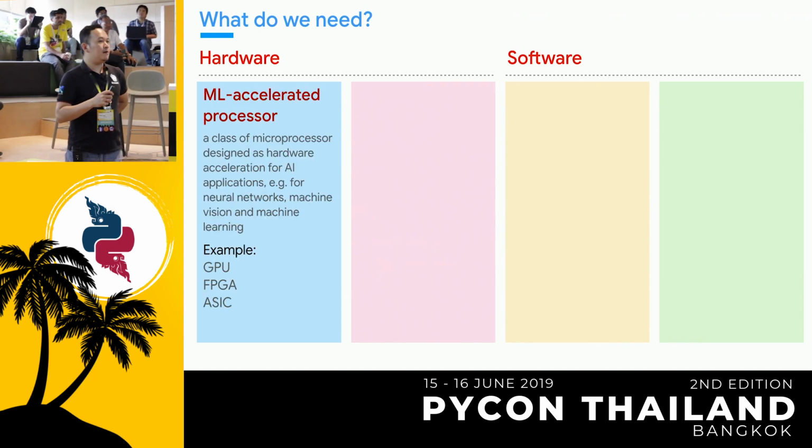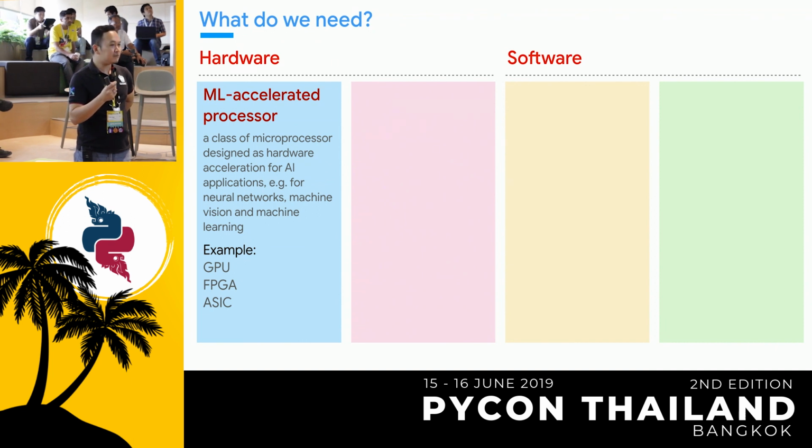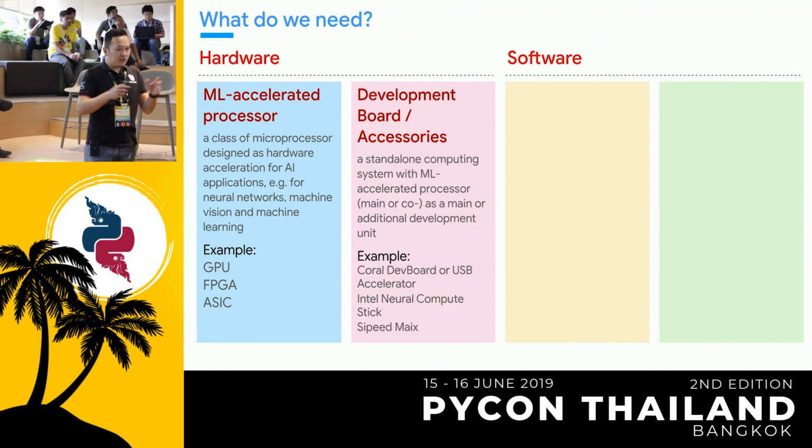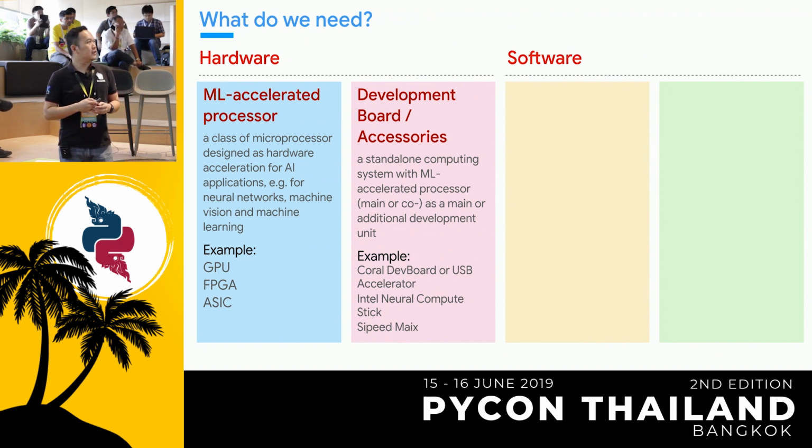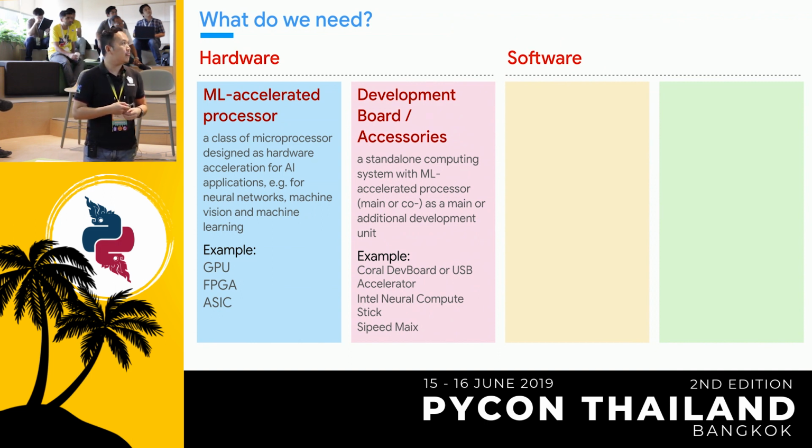We need an optimized microcontroller or microprocessor in order to be able to run AI inference. Either you can use a GPU or FPGA or application specific IC. You need some kind of development board in order to get started with development. Maybe lately you heard of Coral from Google. There's also NVIDIA Jetson Nano, and Intel coming with the Neural Compute Stick.